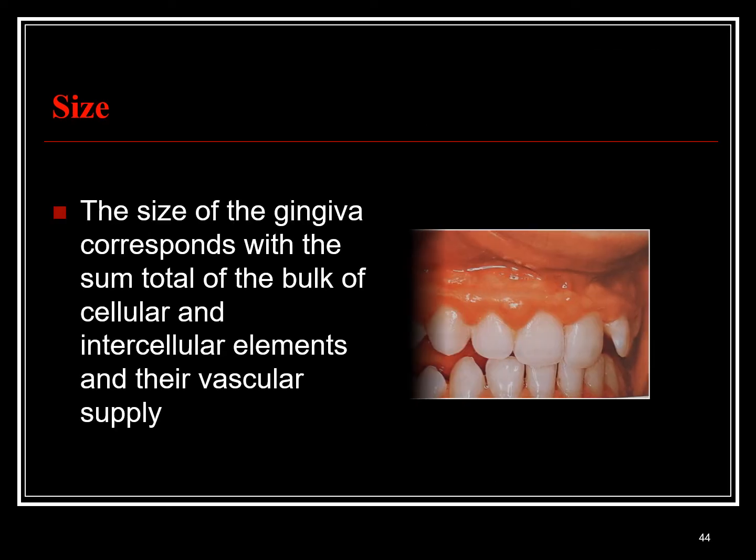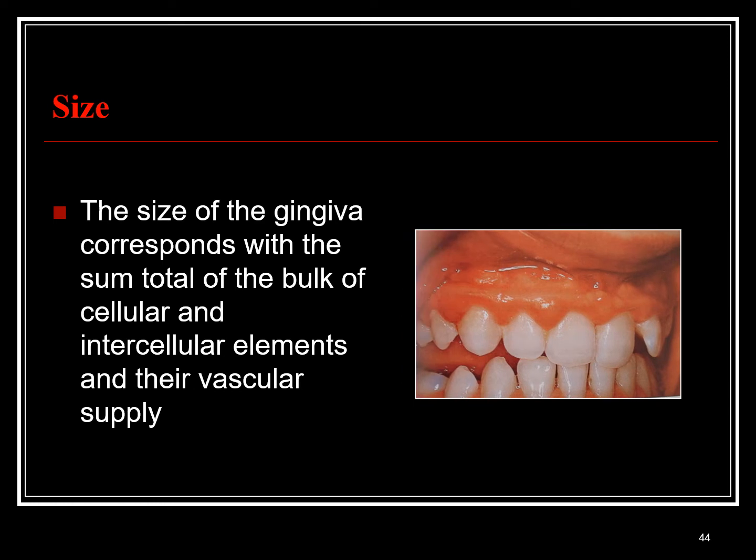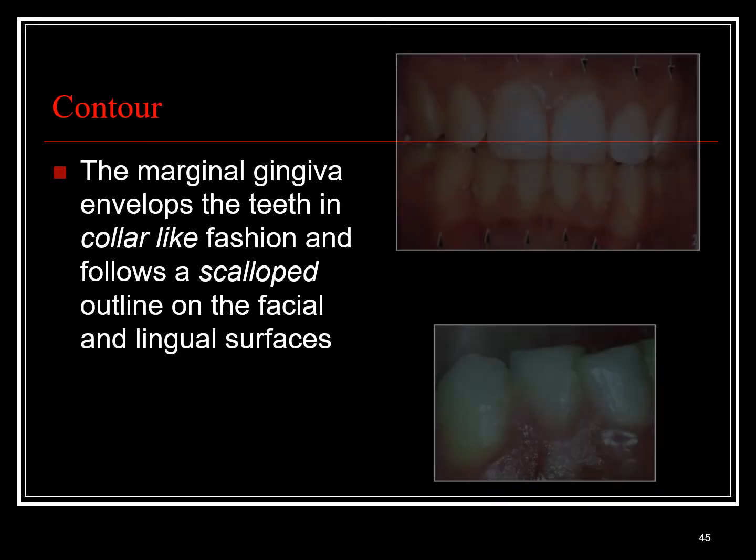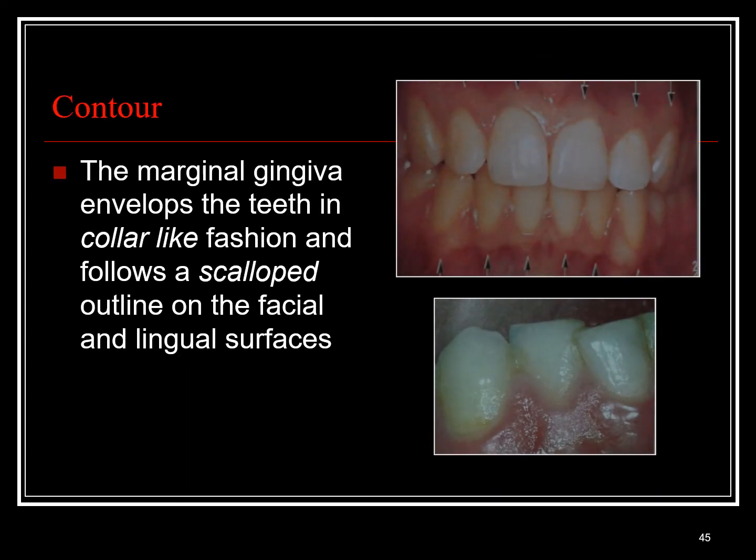The size of gingiva corresponds with the sum total of the bulk of cellular and intercellular elements and their vascular supply. If there is inflammation, the size is increased and we call it gingival enlargement. The picture depicts the case where we have inflammation of gums and the gingiva is enlarged. The contour of gingiva. Mandibular gingiva envelops the teeth in a collar-like fashion and follows a scalloped outline on the facial and lingual surfaces. The scalloping of gingiva around the teeth can be seen.